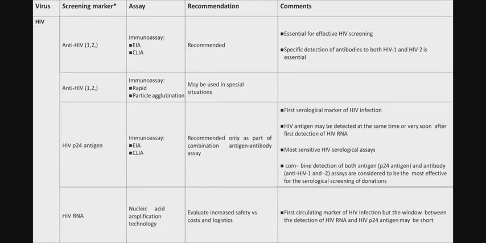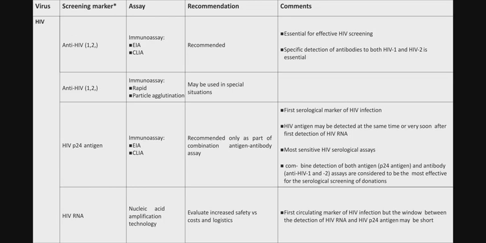Here we are just given a simple tabular form. For the HIV virus, the screening marker is the antibodies for HIV. The assay will be immunoassay, enzyme immunoassay, and chemiluminescence. They are essential for effective HIV screening, and the specific detection of antibodies to both HIV-1 and HIV-2 is essential.